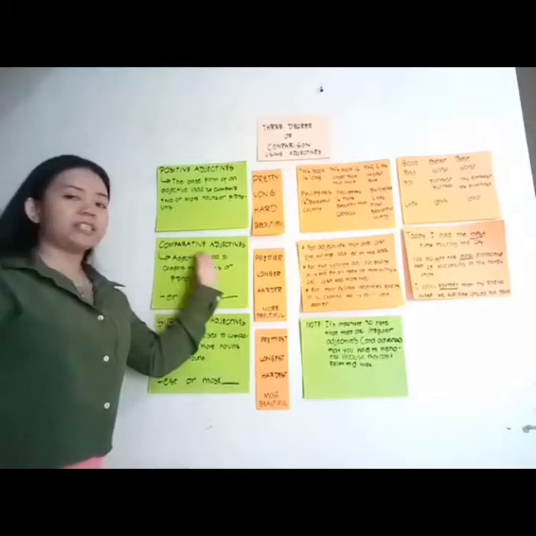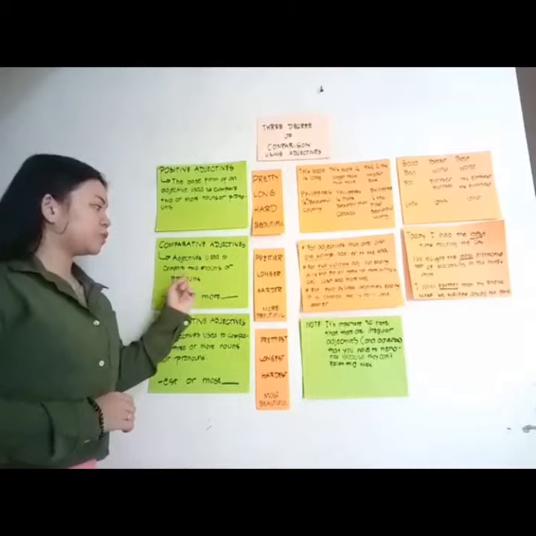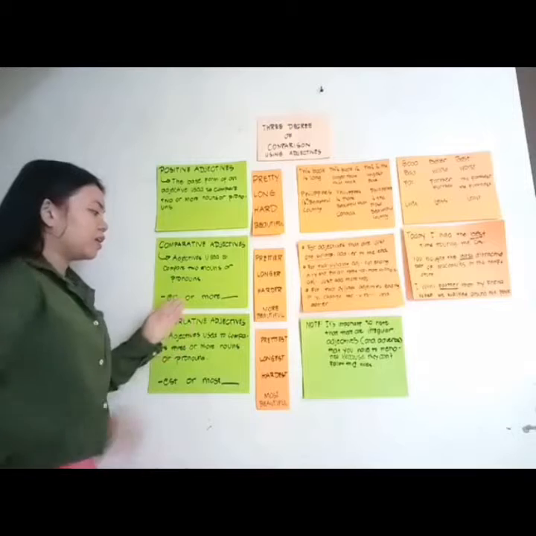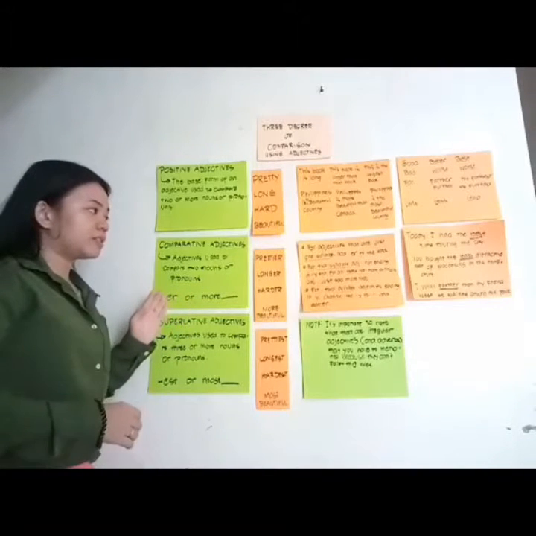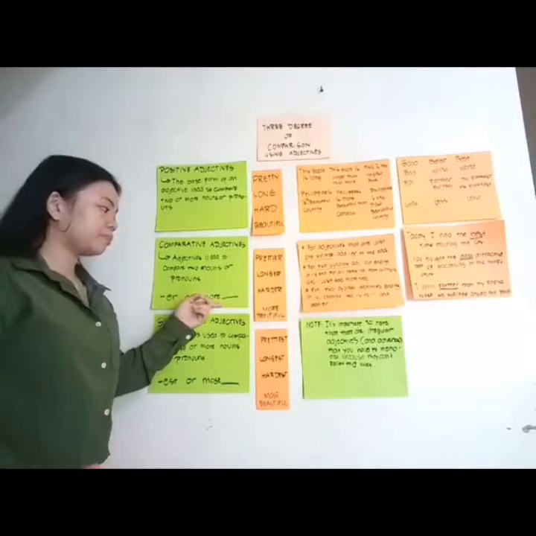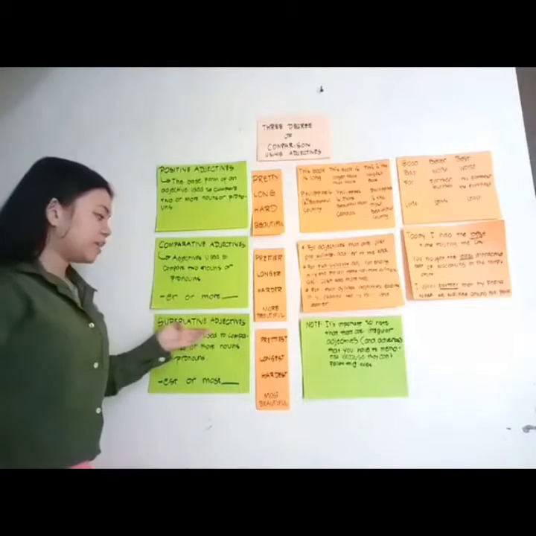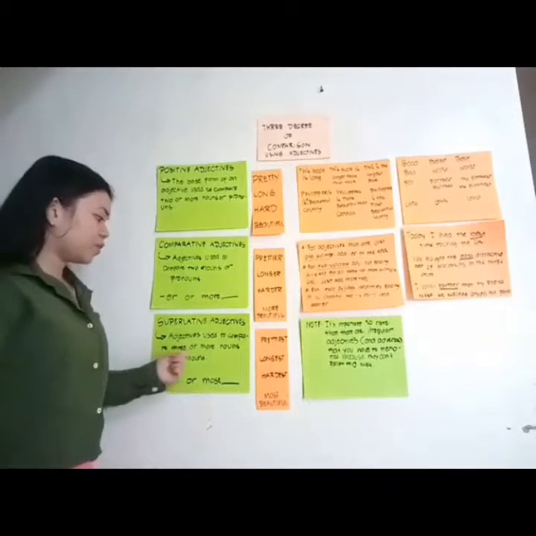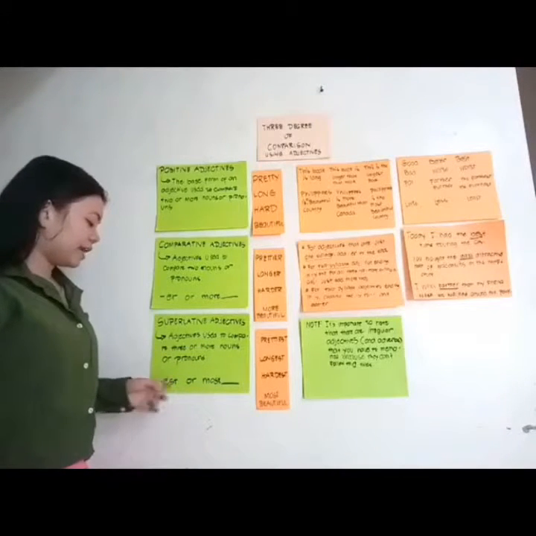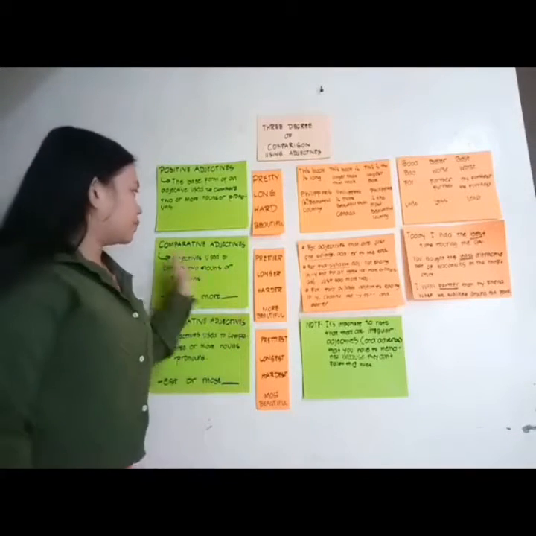Next is the comparative adjective. A comparative adjective is an adjective used to compare two nouns or pronouns, and we simply add the suffix er to the adjective, or we simply add more before the adjective. A superlative adjective is an adjective used to compare three or more nouns or pronouns. We can simply add est or put most before the adjective.